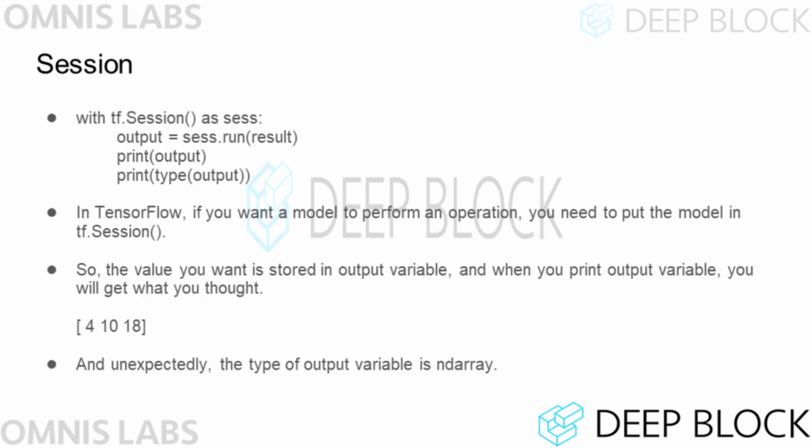Now, let's run the TensorFlow model with a session and check the calculation results. In TensorFlow 1, the session class instance is initialized as follows. The model is passed to the method run of the session class, and the model is operated and the result is returned. In this code, the result of the operation is stored in the output variable. And if we check the type of the output variable, we can see that the operation result in the TensorFlow session is returned as an ndarray type.